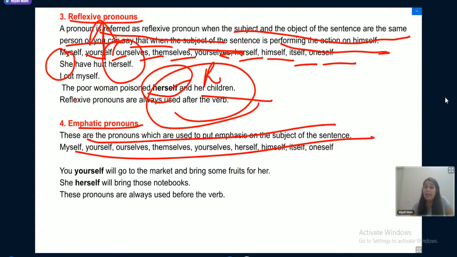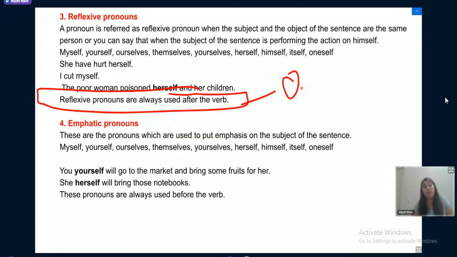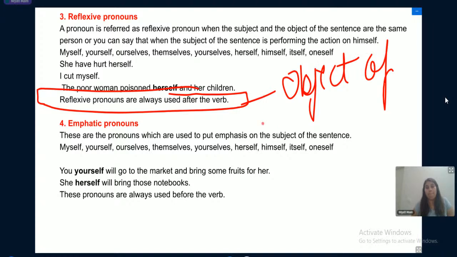Now, I told you one major thing here. I told you one major thing about reflexive pronouns. I told you that reflexive pronouns are always used after the verb, because reflexive pronouns are used as the object of the sentence.